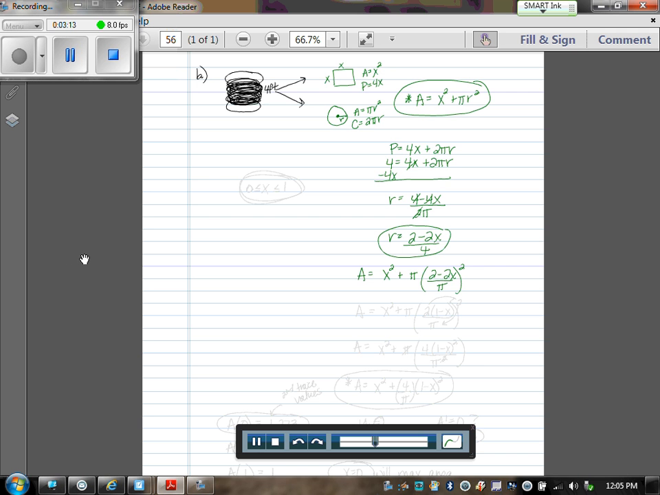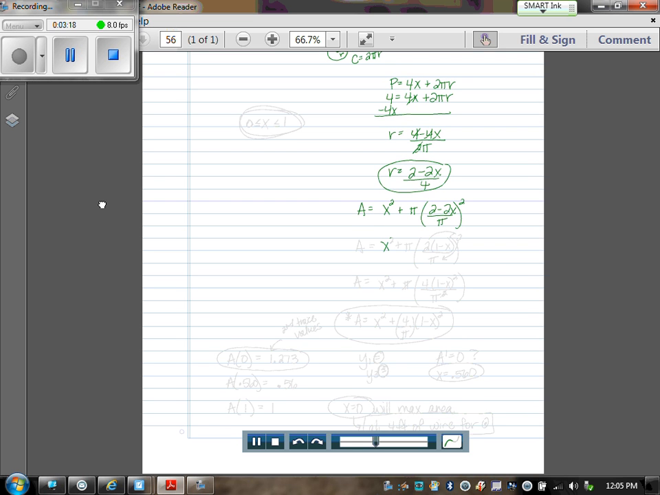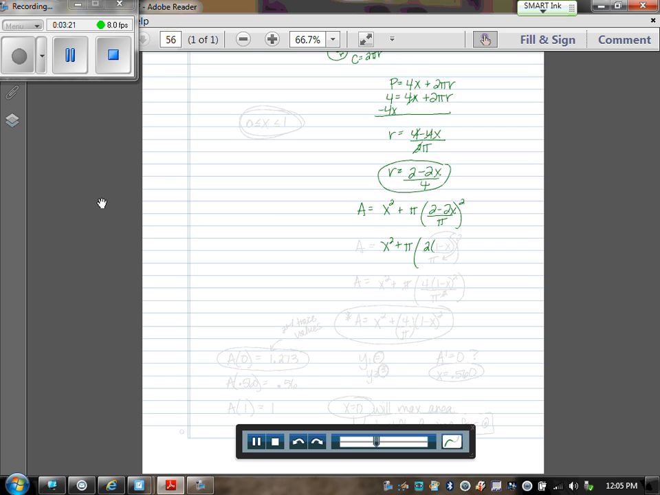I'm sorry. I'm going to go ahead and simplify this a little bit more by factoring out inside here a GCF of a 2. So then I have 1 minus x over pi. So that way I can take this squared and distribute it. So everything on top and everything on bottom. So then I end up getting a new area formula that says x squared plus pi times 4 times (x minus 1) squared all over pi squared. Okay.